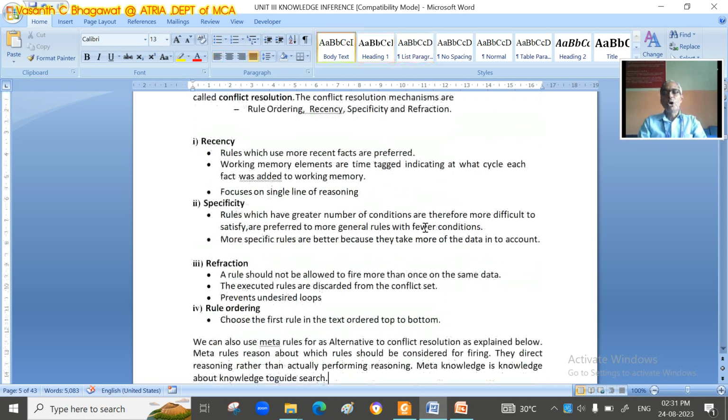The fourth one is rule ordering. So it is very simple. You try to apply the rules in a particular order. First you apply the first rule or the third rule, then the fifth rule, in some even number or odd number of rules. In some manner, in a systematic manner, we can try to order the rules. Now these are the four different ways.